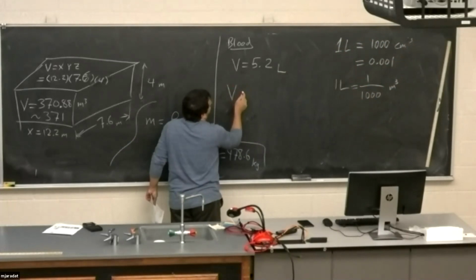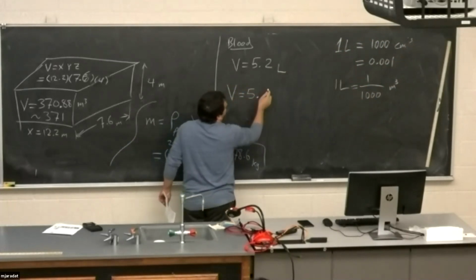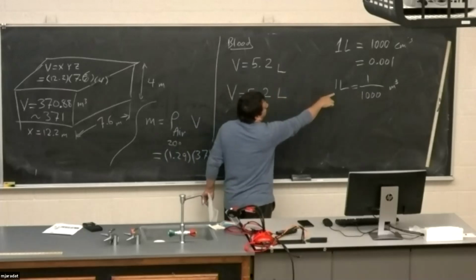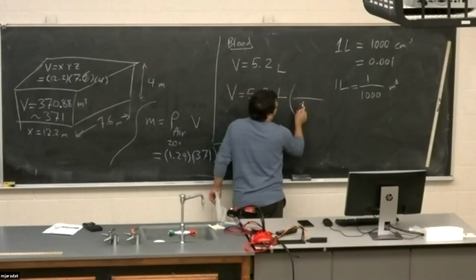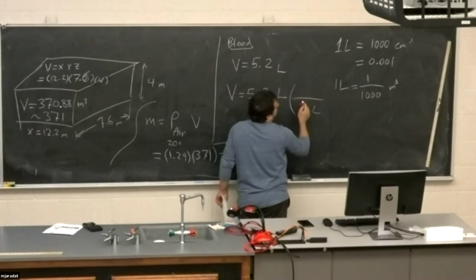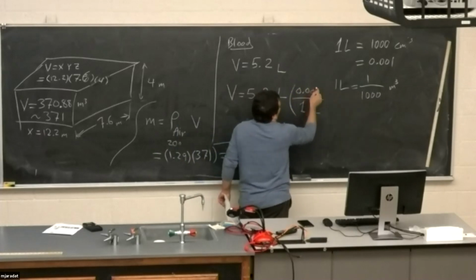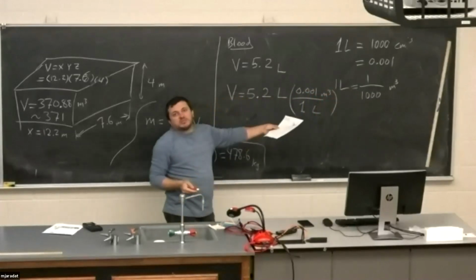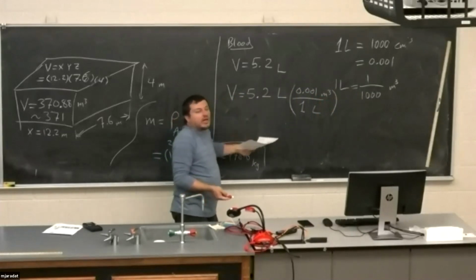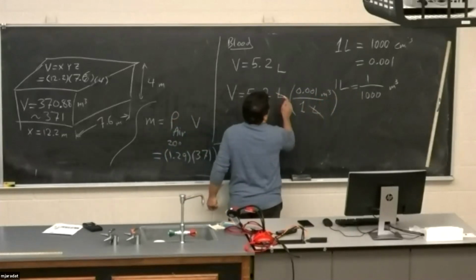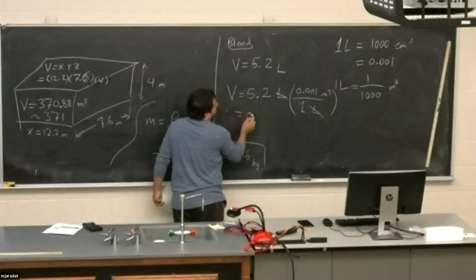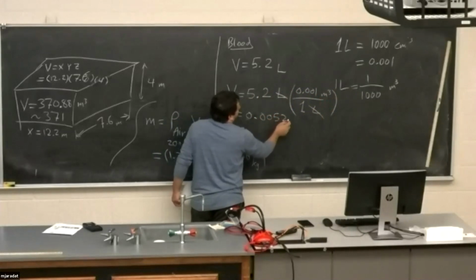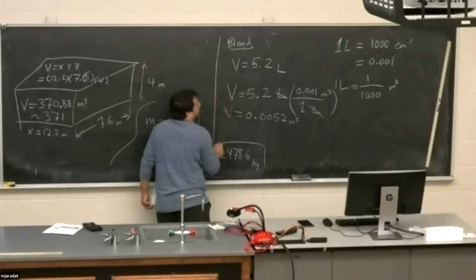So the volume will be equal to 5.2 liter multiplied by each 1 liter is equal to 0.001 meter cube. I am using now the first material to solve that last lecture example. I will cancel it letter with letter. It will be 0.0052 meter cube. This is the volume of our blood.